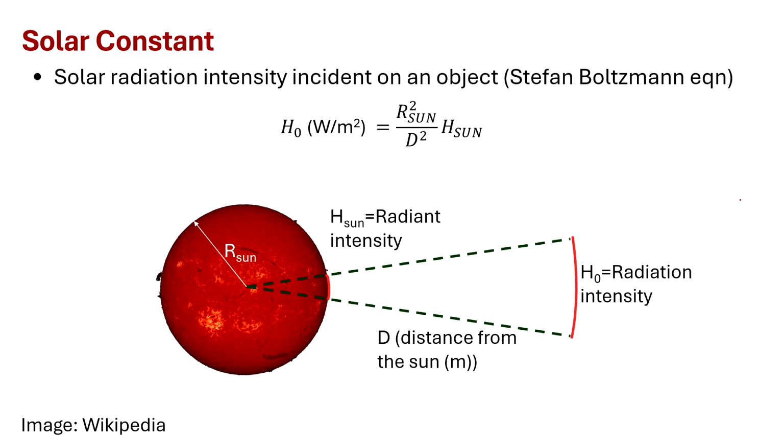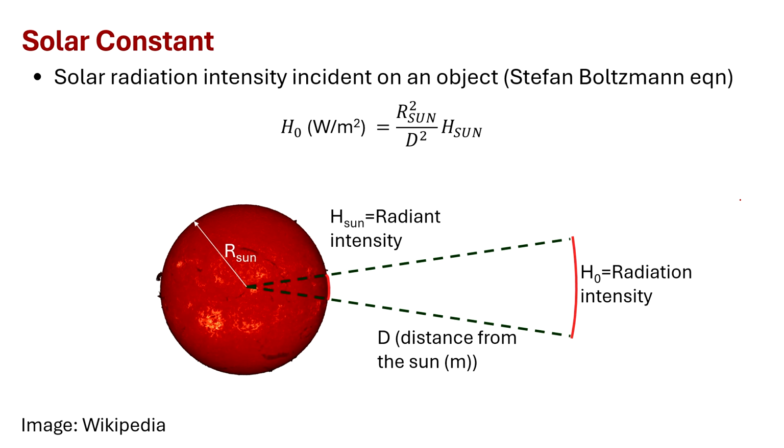So the first of these topics is the solar constant. Solar constant is a measure of solar radiation intensity that is incident on an object, and this derives from the Stefan-Boltzmann equation. Whatever is the radiant intensity from the sun, if you multiply that by the square of the radius of the sun divided by the square of the distance of Earth from the sun, that will give you the radiation intensity that is available on the Earth.